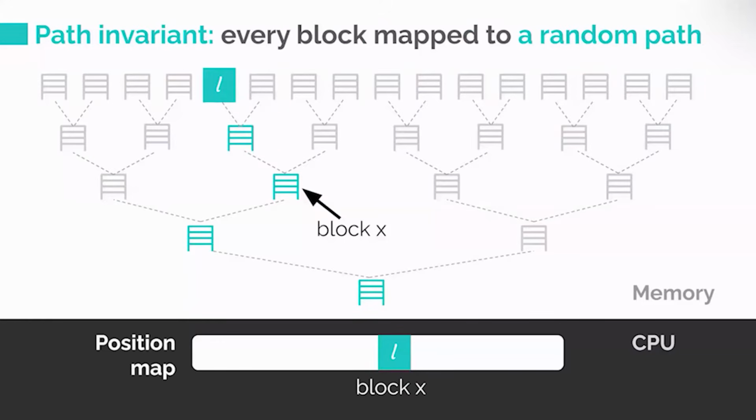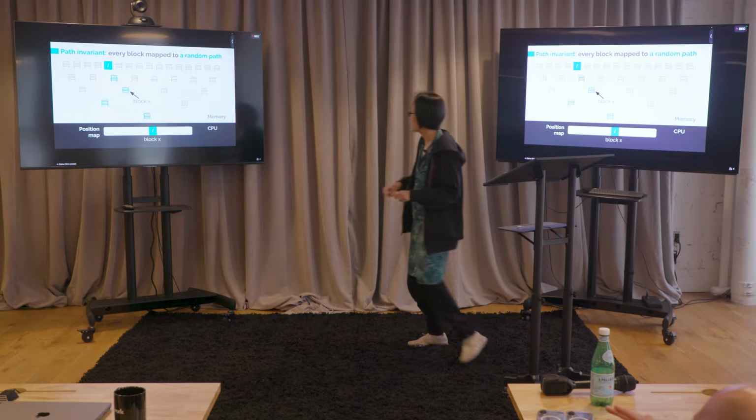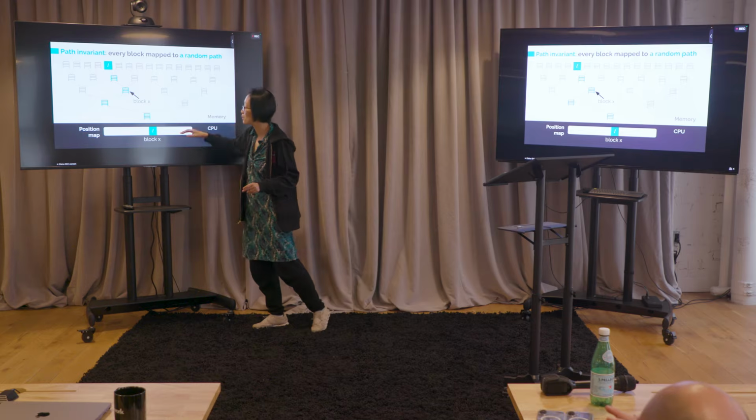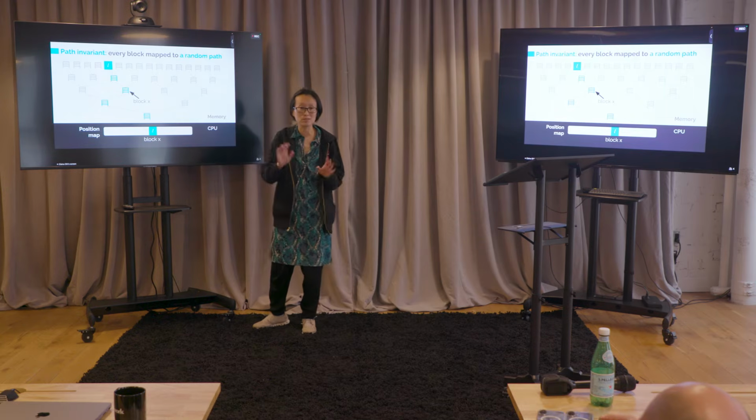Okay, so the most important invariant is that every block is going to be mapped to a path. This means the block can reside somewhere on this path, right? So in this example, this block at logical address X resides on the blue path. And I will first cheat a little bit and assume that the CPU can store a large position map that remembers where every block is. I'll get rid of this assumption at the end.